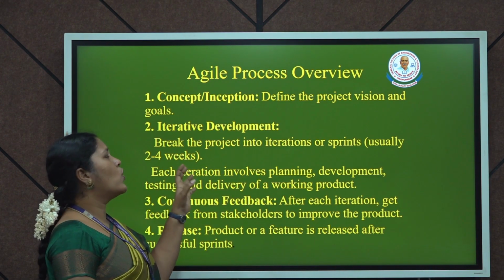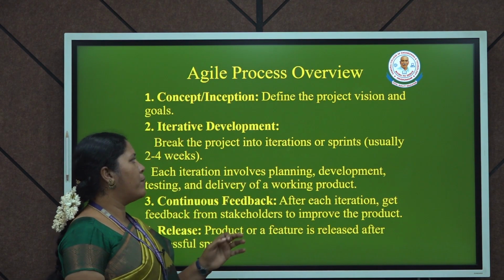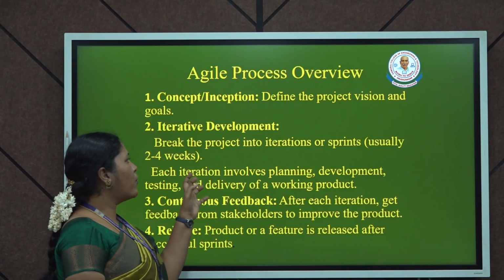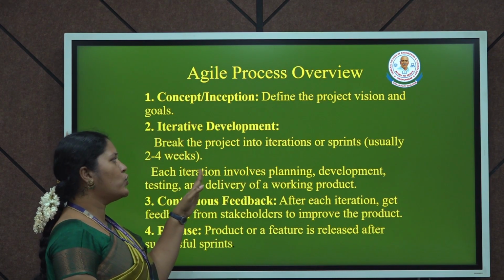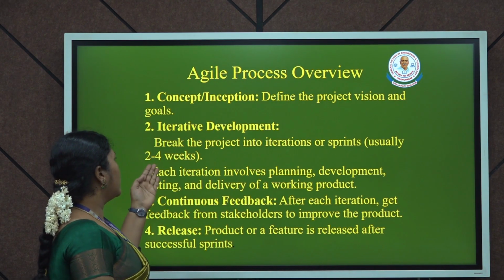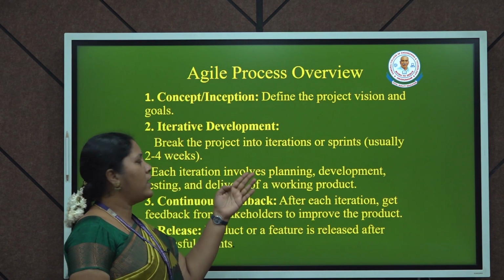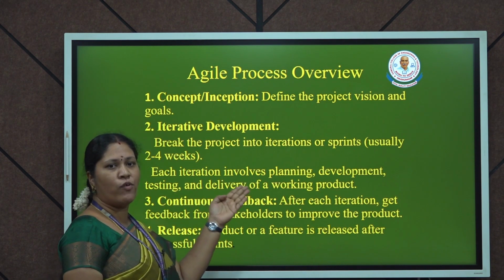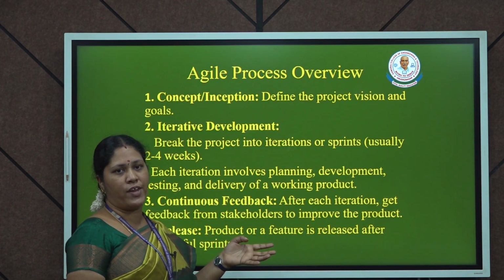This is called concept or inception. So the next is the iterative development. We are going to break the project into iterations or sprints. This is usually 2 to 4 weeks. We are going to complete each iteration in 2 to 4 weeks. In each iteration we will have planning, development, testing and delivery of a working product. We have these steps in each and every iteration.